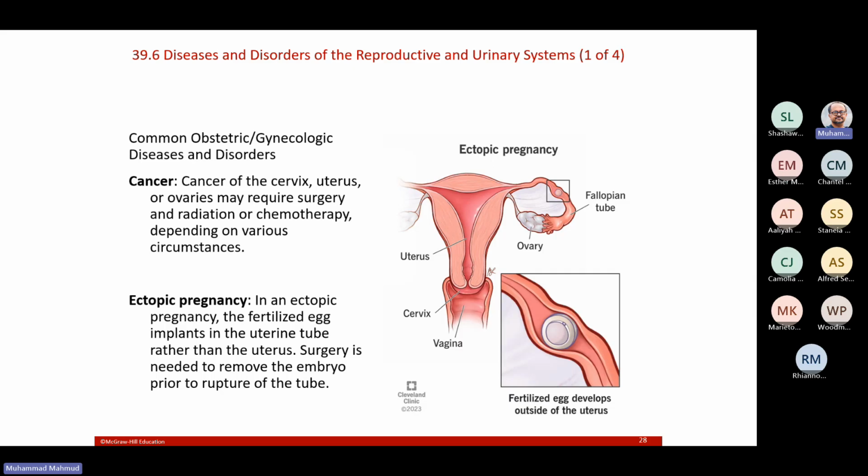Ectopic pregnancy. In ectopic pregnancy, the fertilized egg implants in the uterine tube rather than the uterus. Look at this fertilized egg. It should be moving inside the uterus, but while it stays there and tries to grow, that can be disastrous for both mother and baby. Surgery is needed to remove the embryo prior to rupture of the tube.